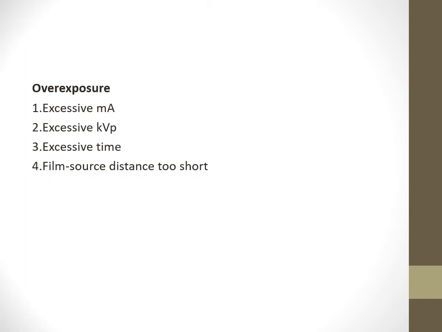Again, you have a dark radiograph due to overexposure. Earlier I told you a dark radiograph was due to processing errors. Now the overexposure is due to technical errors: excessive milliamperes, excessive kilovolt potential, excessive time when the film is exposed for longer than needed, and a film source distance that is too short. If the collimator is placed very close to the film, it also causes a dark radiograph.